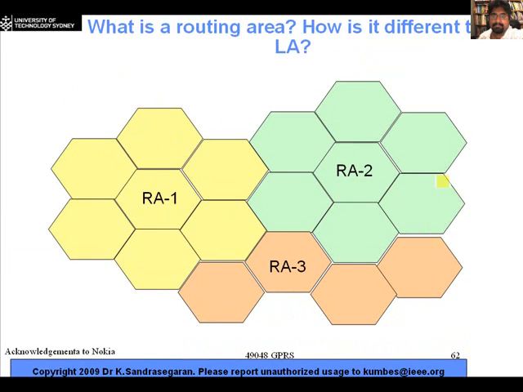Okay, so PDP context activation. Again, the cells that you have in your network are grouped together to form routing areas. For example, in this case, the yellow routing area represents 7 cells, and the orange one represents 4 cells, and so forth.